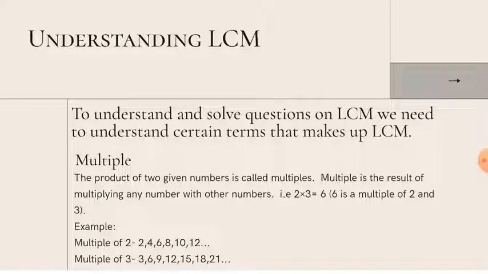Example, we have multiples of 2, which are 2, 4, 6, 8, 10, 12, and so on. Multiples of 3, we have 3, 6, 9, 12, 15, 18, 21, and so on. Those are the numbers that 2 can divide without remainder, and those are the numbers that 3 can divide without remainder.